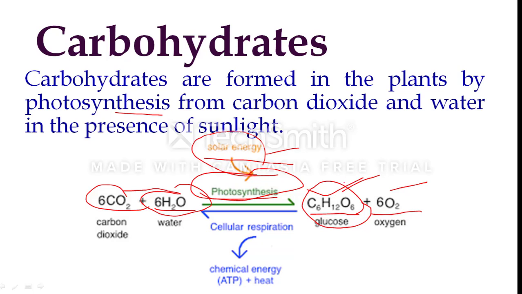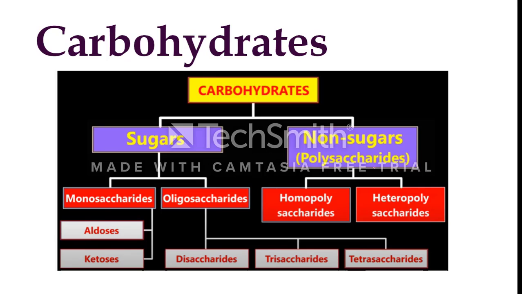So this carbohydrate, the simple sugar glucose, is the source of energy. During oxidation, glucose releases energy, that is ATP, and heat. This is the schematic representation of how carbohydrates are synthesized by plants. Hence, plants are very important to maintain the biosystem.